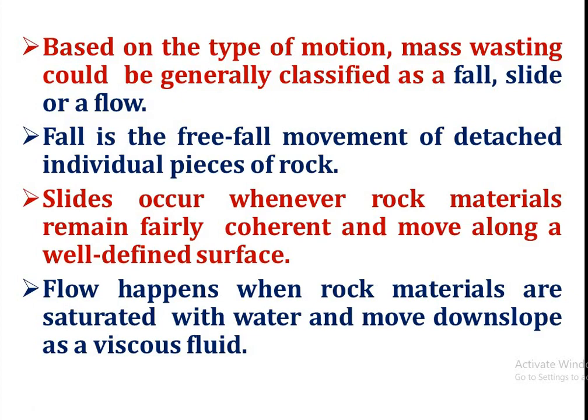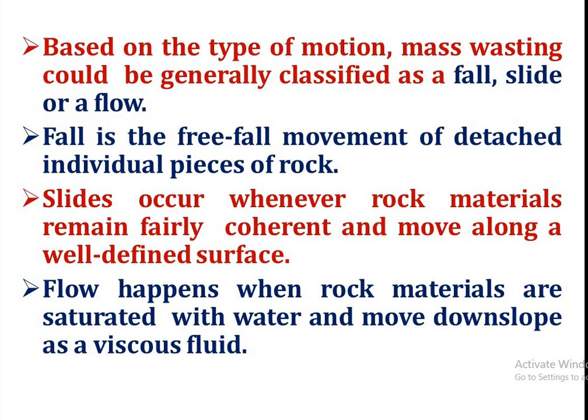Based on the type of motion, mass wasting could be generally classified as fall, slide, or flow. Fall is the free fall movement of detached individual pieces of rock, and slide occurs whenever rock material remains fairly coherent and moves along a well-defined surface. And flow happens when rock debris is saturated with water and moves downslope as a viscous fluid. So it is generally classified into three types, that is fall, slide, and flow.